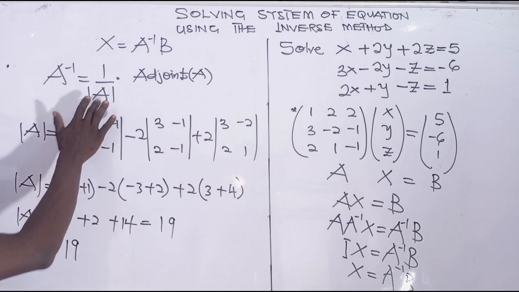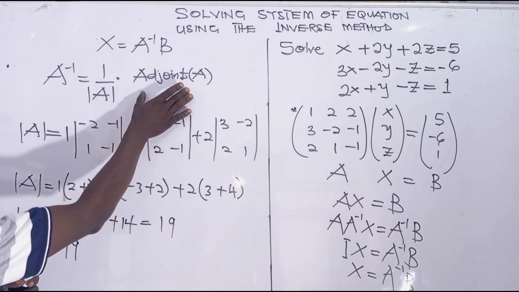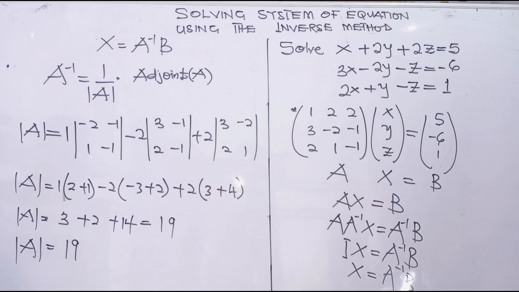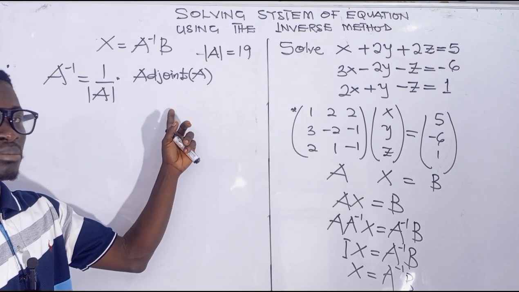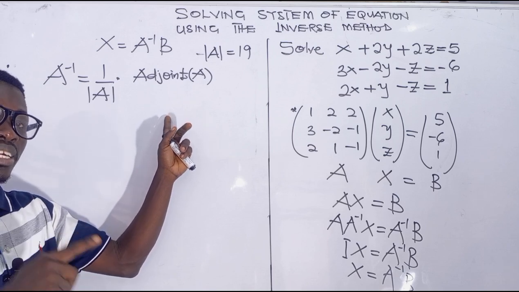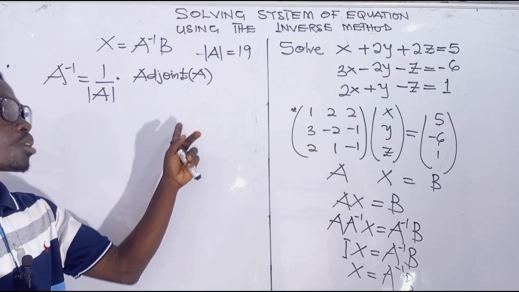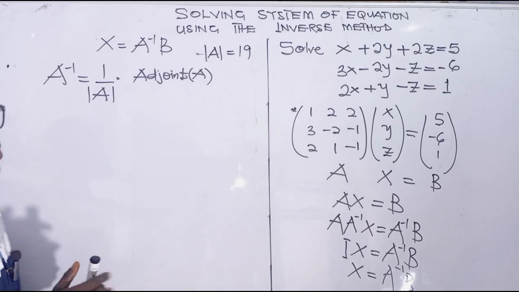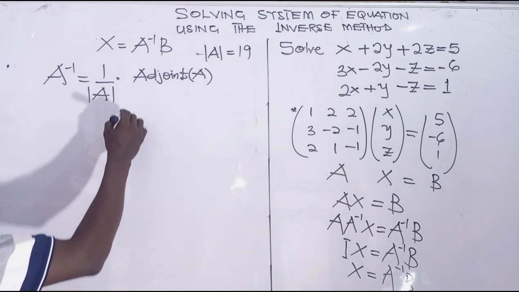So we are done with the determinant. The next thing that we have to find is what? Our adjoint of matrix A. And we can find the adjoint by first finding the minor and then the co-matrix, and then we transpose the co-matrix to give us what? Our adjoint. So we are first going to look at what? Our minor.